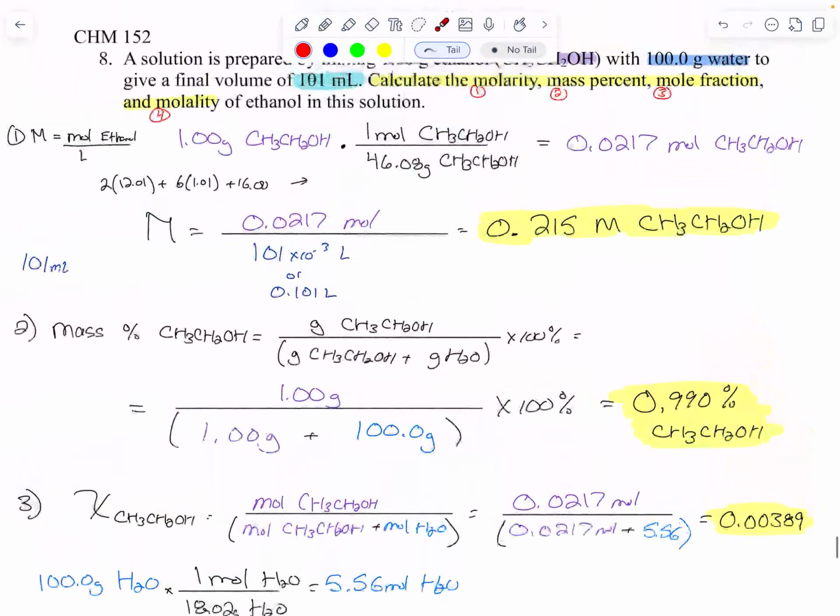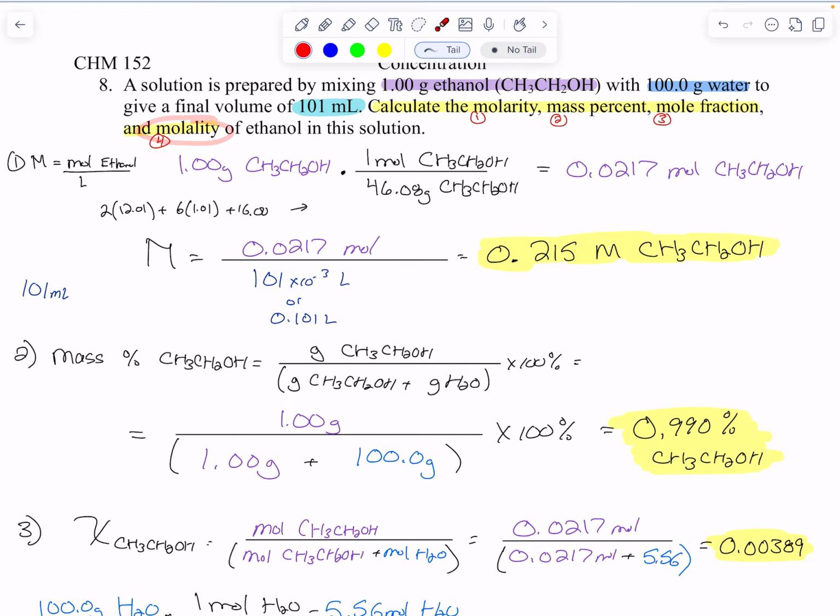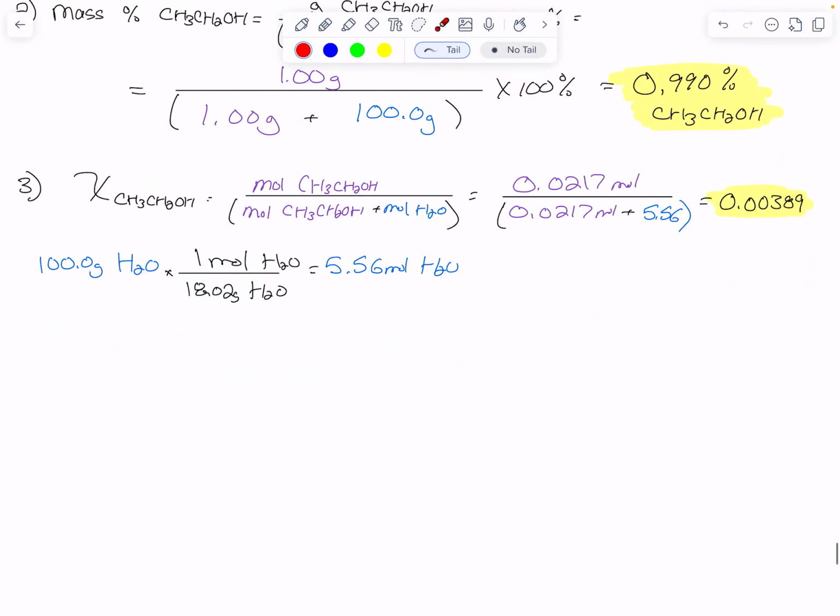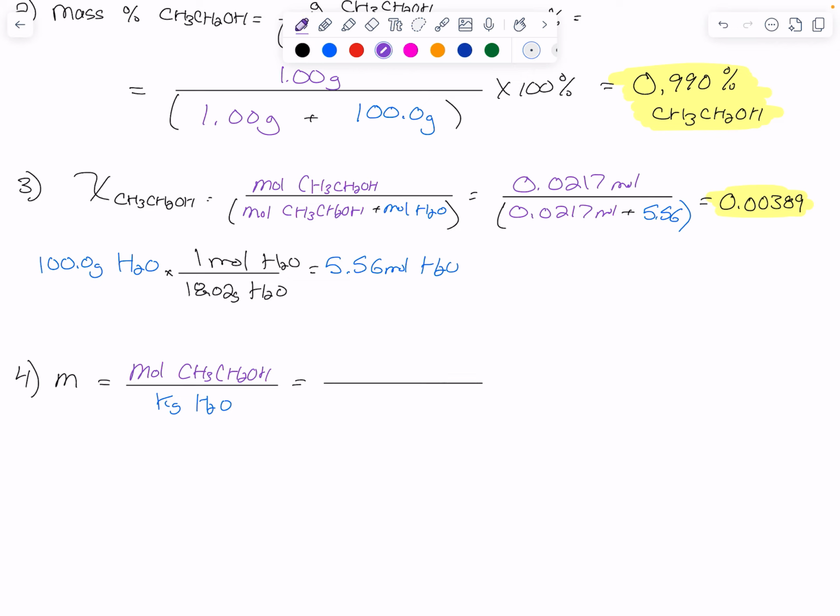All right. And one more, I think, right? Molality. All right, so number 4, finally. Last part of this 4-part problem. Little m would be moles of ethanol over kilograms of water. I think we can do this because we know how many moles of ethanol we have. It's 0.0217 moles.